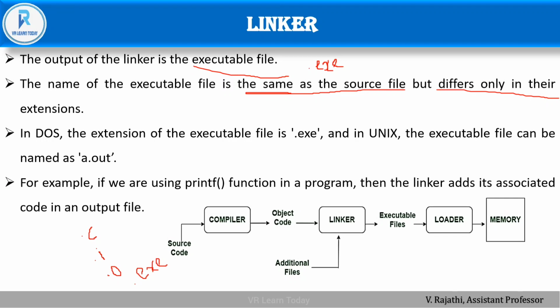Clear? So in DOS, the extension of the executable file is .exe. In Unix, the executable file can be named a.out. So again, only the extension depends on the operating system. For example, if we are using the printf function in a program, then the linker adds its associated code in the output file. Clear?